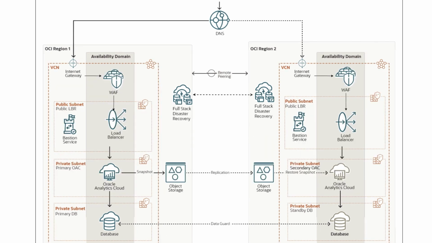In addition to what we discussed, here is the reference architecture for you using OAC in a private subnet. As an OAC private instance, it cannot be accessed directly from the internet. You have to use a public load balancer to access it. For additional protection, use a web application firewall on top of the load balancer.